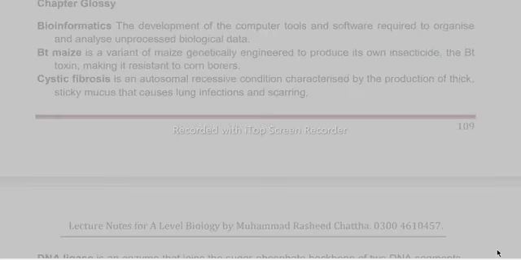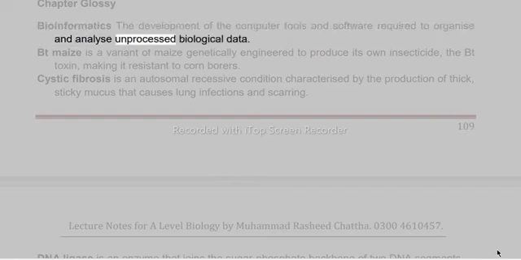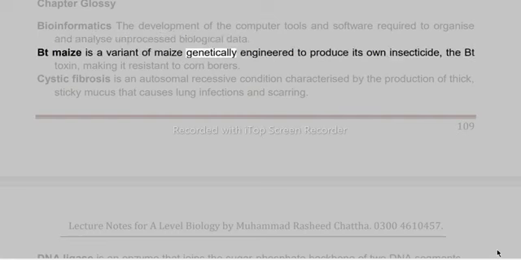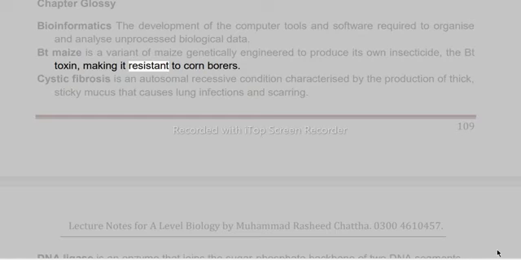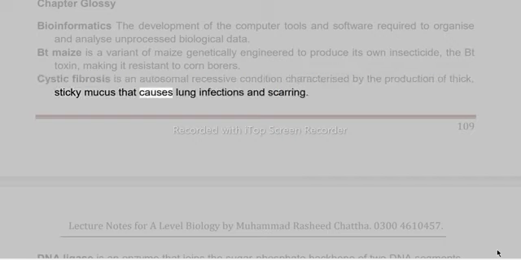Chapter. Bioinformatics: the development of the computer tools and software required to organize and analyze unprocessed biological data. Bt maize is a variant of maize genetically engineered to produce its own insecticide, the Bt toxin, making it resistant to corn borers. Cystic fibrosis is an autosomal recessive condition characterized by the production of thick, sticky mucus that causes lung infections and scarring.